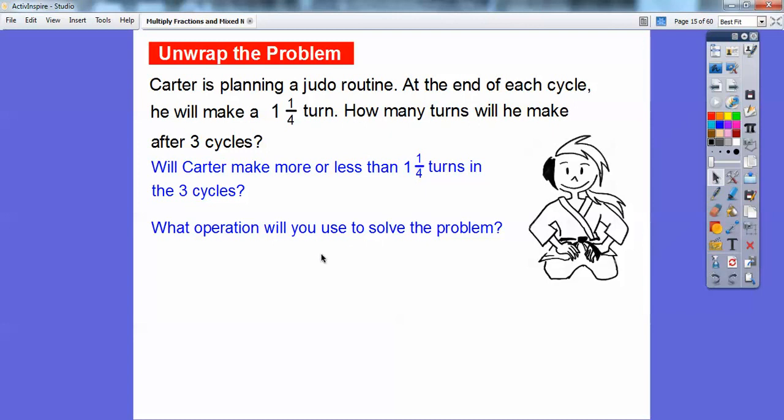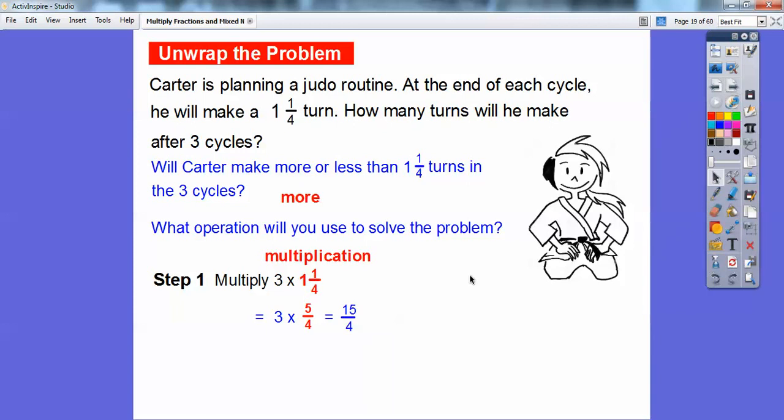And so what operation are we going to use? Well, we can use either addition or multiplication. I'm going to choose multiplication with this one. So here we go. We're going to multiply 3 times 1 1/4. I'm going to change 1 1/4 to an improper fraction right here, so that becomes 5/4. And then we're going to multiply. Remember from the last lesson, we just multiply the whole number times the numerator. So 3 times 5 is 15. It becomes 15/4.